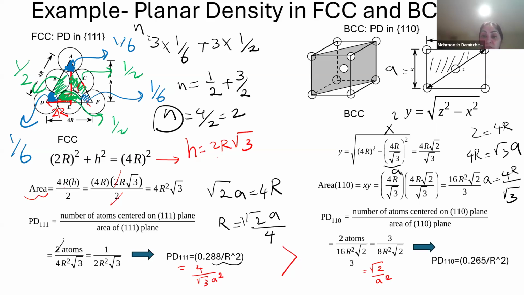What is the area? X times Y, it is a rectangle. And the area is 16R squared root 2 per 3. What is the planar density for 110? The number of atoms centered of this. Okay, I'll change the color.